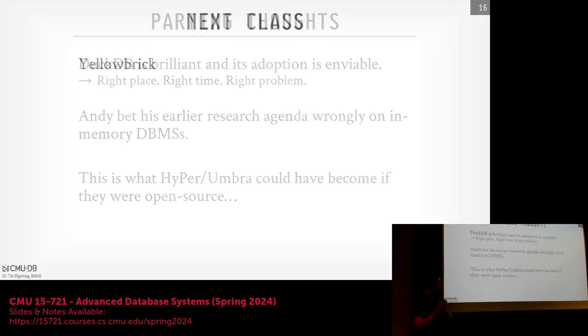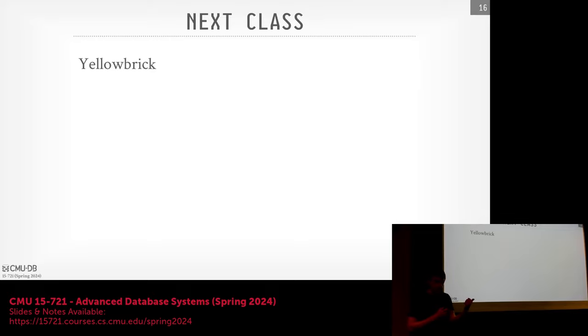All right, so next class, we're gonna read about Yellowbrick. And as I said before, the reason why we're reading this paper, which also just came out in 2024, is they're gonna do a bunch of low-level things that nobody else does. That we talked a little bit about throughout the semester, but you see how they're just gonna be super hardcore about it. It's a very fascinating system. And like I said, they have real numbers in there that nobody else does. Okay?